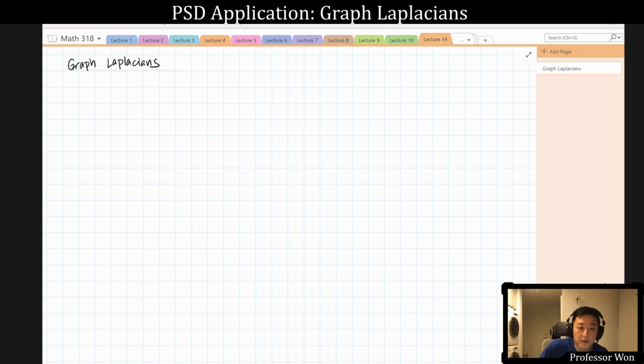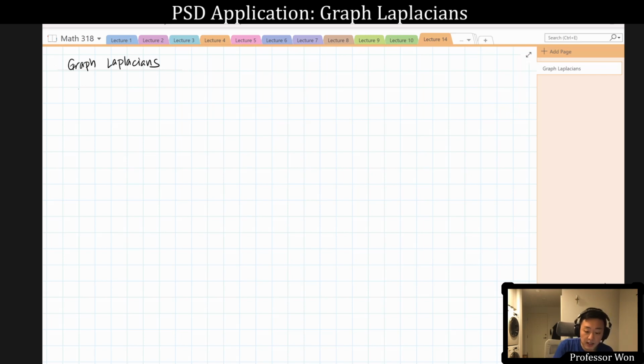Hello. So as I mentioned in the last lecture, which was on positive semi-definite matrices, the next couple of lectures will be devoted to applications for positive semi-definite matrices, because they're extremely important in real life. Okay, so the first application will be to graph Laplacians, which will give us a way to understand how connected a graph is. Okay, so let's just recall what a graph is.